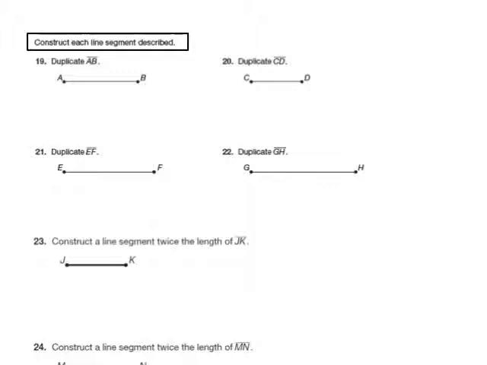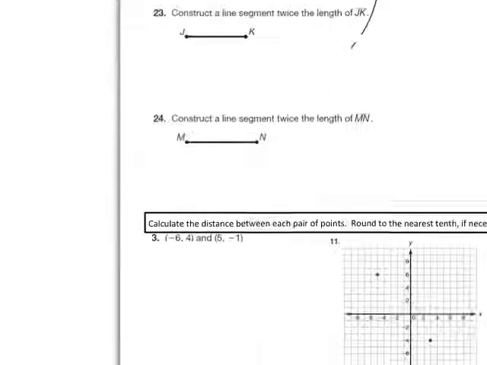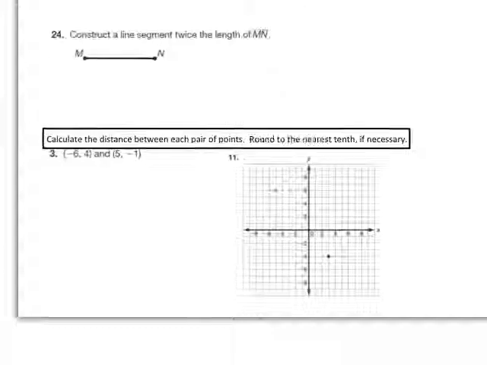It says duplicate AB on a new line. It just says make another line and duplicate it on another line. So that's all you're doing there. Just look like what we did. It's not that hard. And it says calculate the distance.